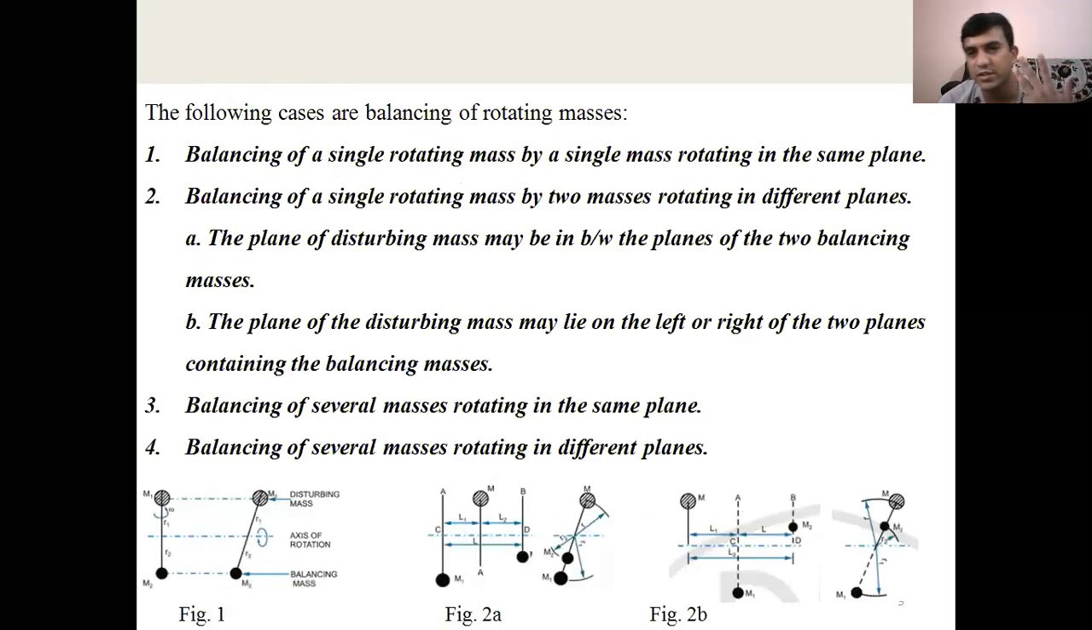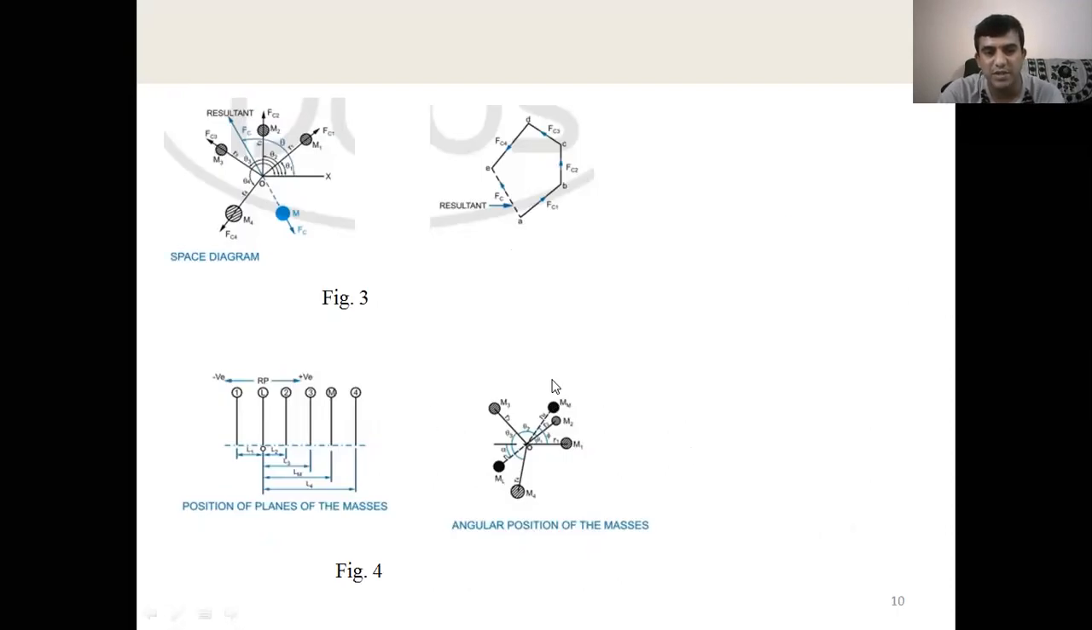Fourth one is balancing of several masses rotating in different planes. See here the planes 1, 2, 3, 4, L and M. These are the different planes where the masses are located. This is a plane position, this is an angular position.